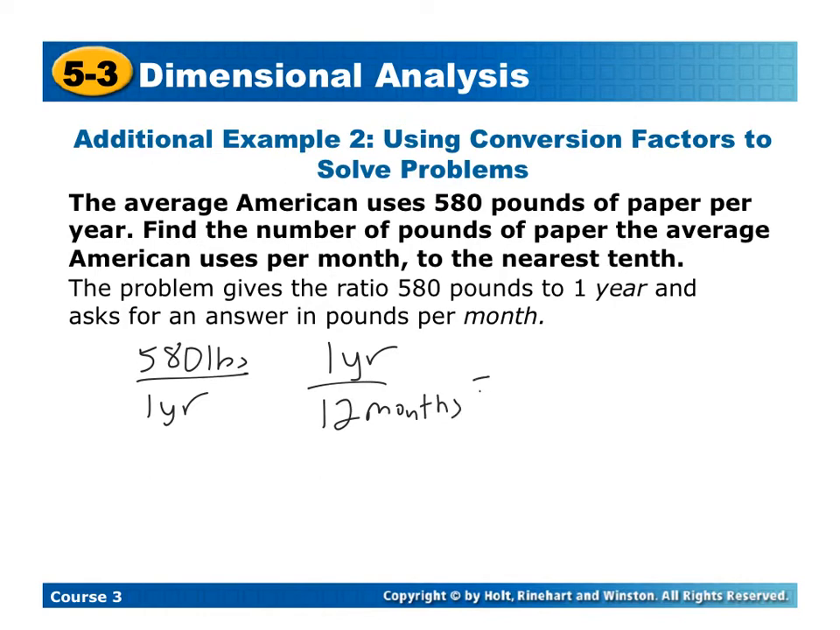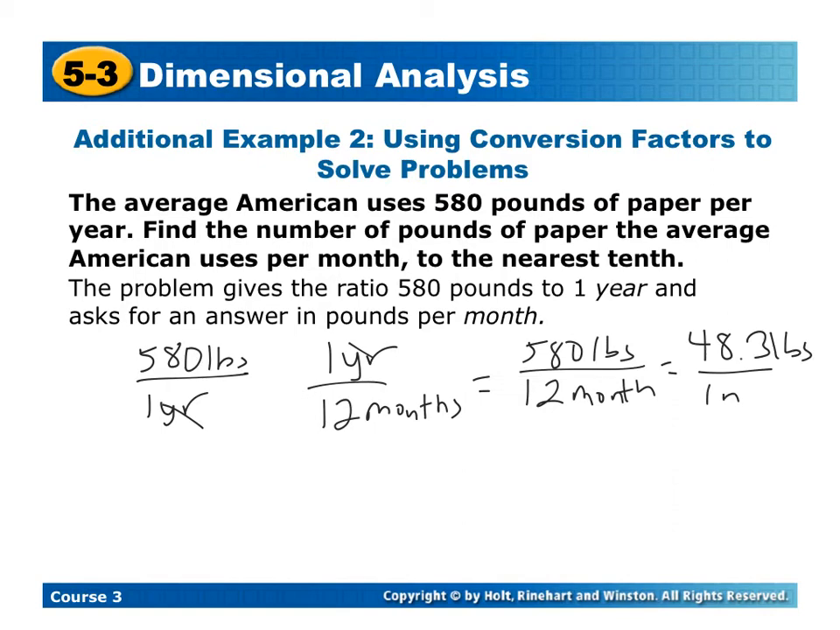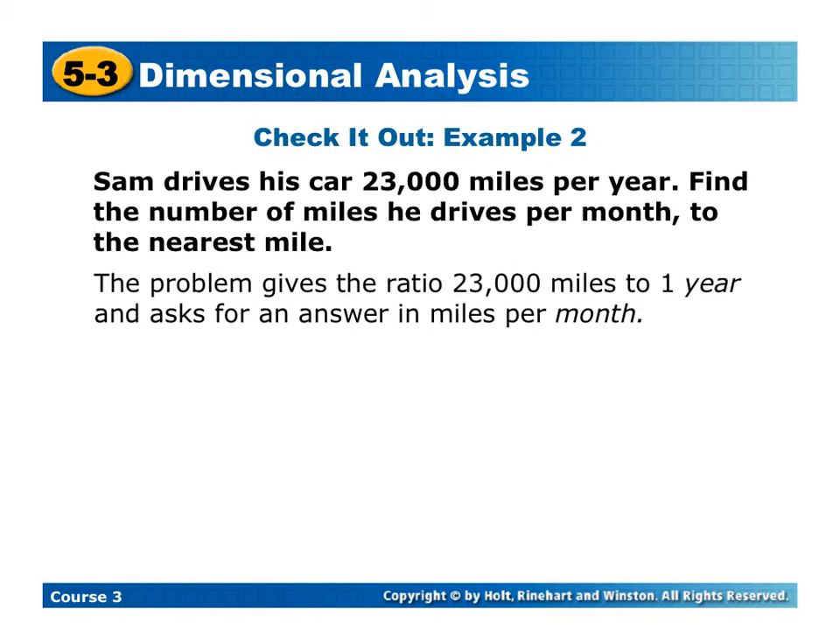So 1 year is going to be the same as 12 months. So when we multiply across, the years cancel each other out, and we have 580 pounds, and then 1 times 12 is 12 months, which if you think about it makes sense because 1 year is 12 months. And now we're just going to take our 580 and divide it by 12, and we get 48.3 pounds per month. Now it's your turn. Go ahead and pause the video and try to do this problem on your own.